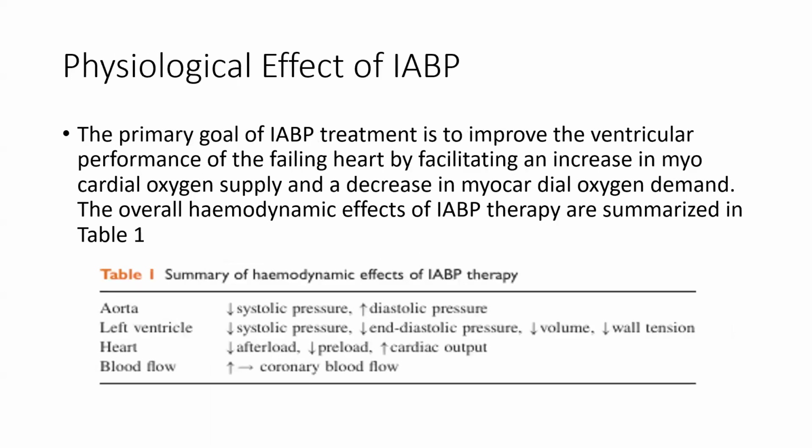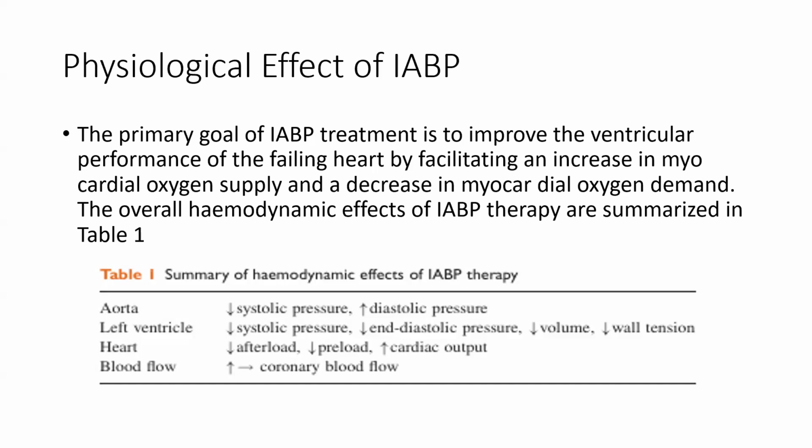Now let's see what is the physiological effect of the IABP. The primary goal of IABP treatment is to improve ventricular performance of the failing heart by facilitating an increase in myocardial oxygen supply and a decrease in myocardial oxygen demand. The overall hemodynamic effects of IABP therapy are summarized in the table. So, summary of the hemodynamic effects of IABP therapy.